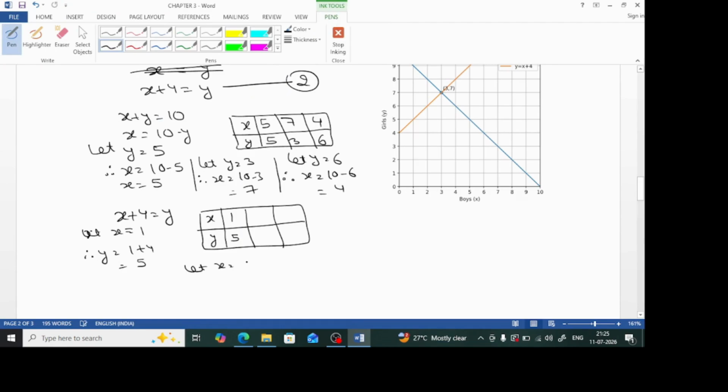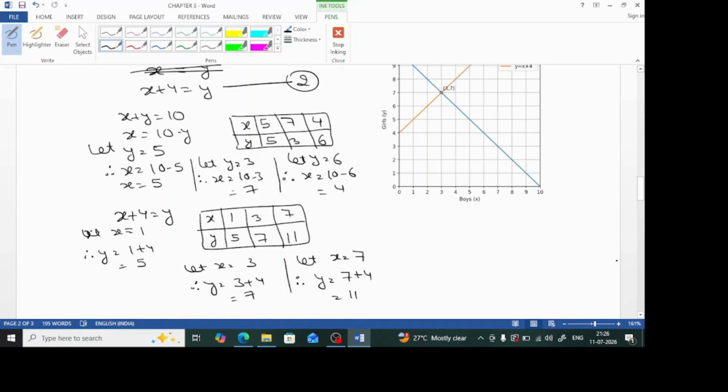Let x is equal to 3. Therefore y is equal to 3 plus 4, 7. If x is 3, y is 7. Now let x is equal to 7. Therefore y will become 7 plus 4, 11. If x is 7, y will become 11. If we plot these two equations, these two tables on the graph, we will get the desired and required answer.